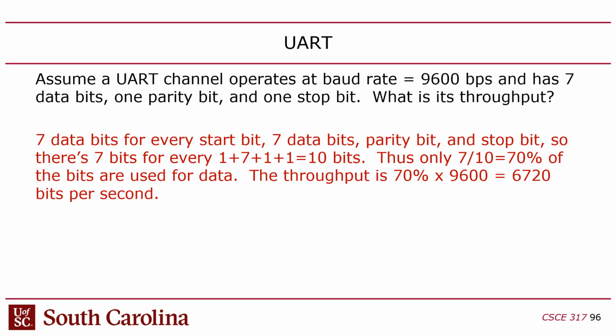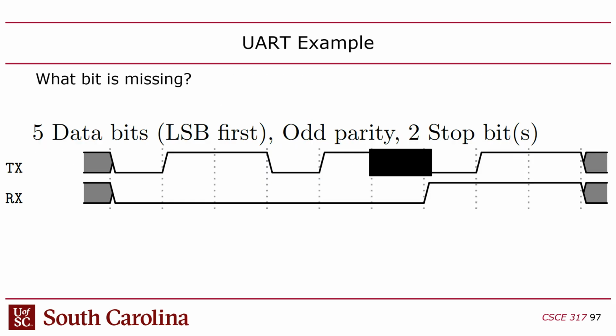And so that means that the throughput is 70% of the baud rate. In this case, at 9600 baud, 9600 bits per second of channel speed, we're getting only 70% of that in data rate, which is 6,720 bits per second.